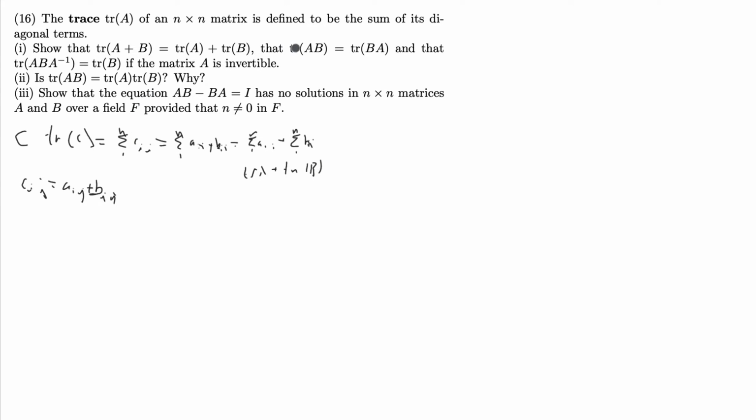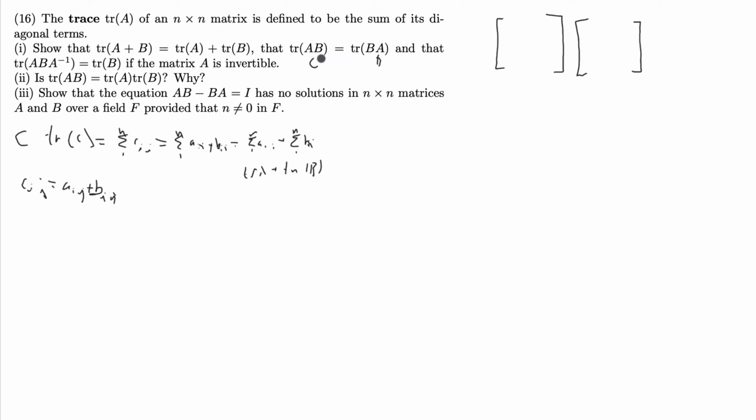Next, let's check the second property. Show the trace of AB is equal to trace of BA. Let's denote each of these matrices as C and D respectively, and then let's look at their diagonal entries. You can check by the definition of matrix multiplication that, first of all, note that A and B must be square in this case, otherwise the second product would not be well defined.